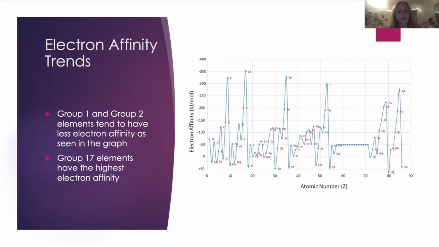Group 17 elements have the highest electron affinity because they want an extra electron to fulfill their outermost shell in order to comply with the octet rule. Going down the periodic table for group 17 elements, their electron affinity decreases because the atomic radius is increasing, which expands the orbital size and creates less attraction force for the electron to the nucleus of the atom.